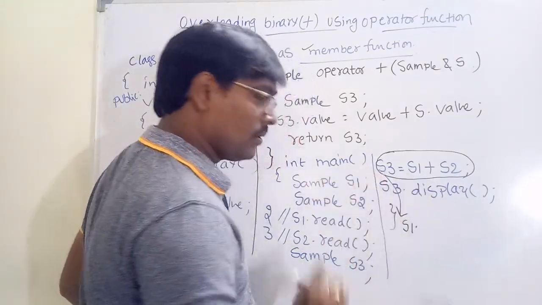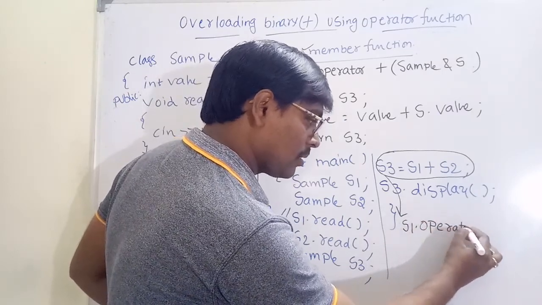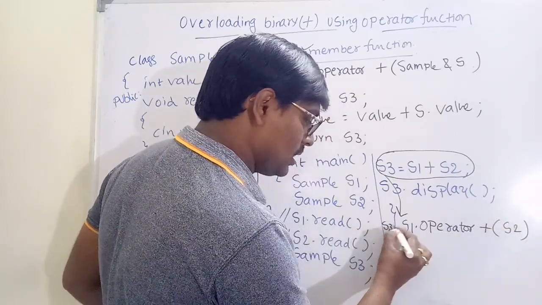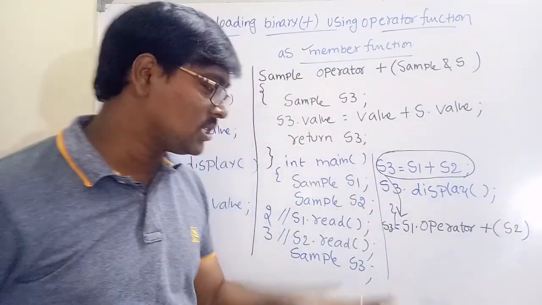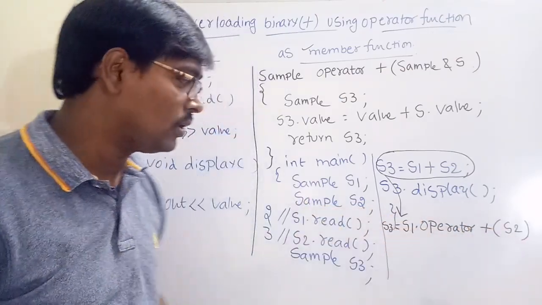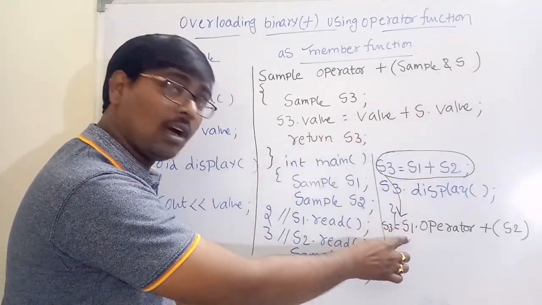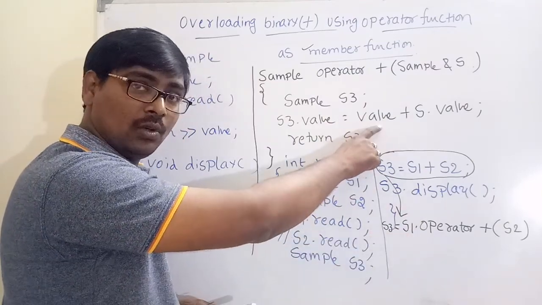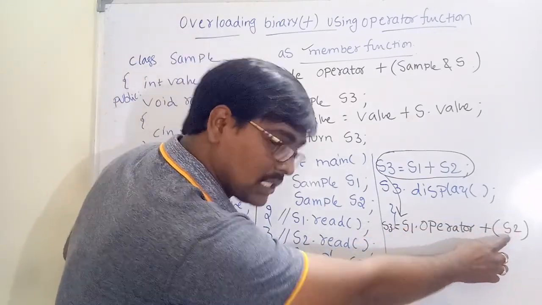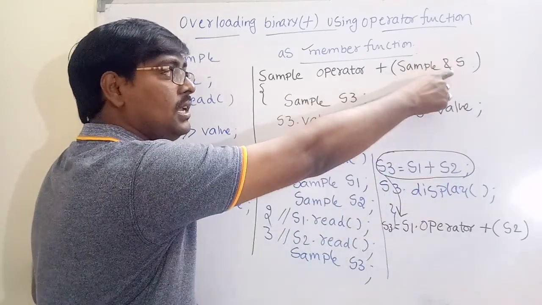S1 dot operator plus of S2. S3 is equal to S1 dot operator plus of S2. That means this function is directly called for the object S1, and I am passing S2. What is the S2 value? S2 value is 3. 3 is passed.